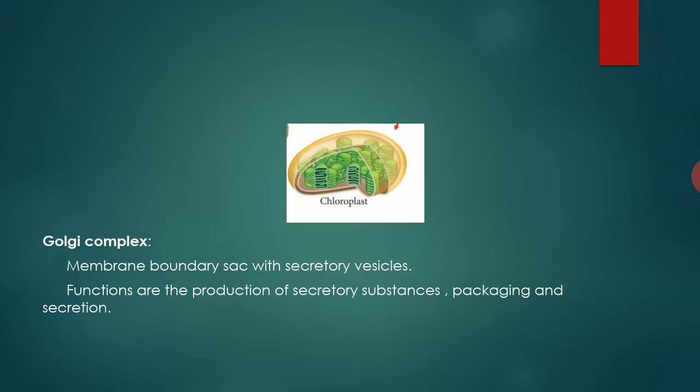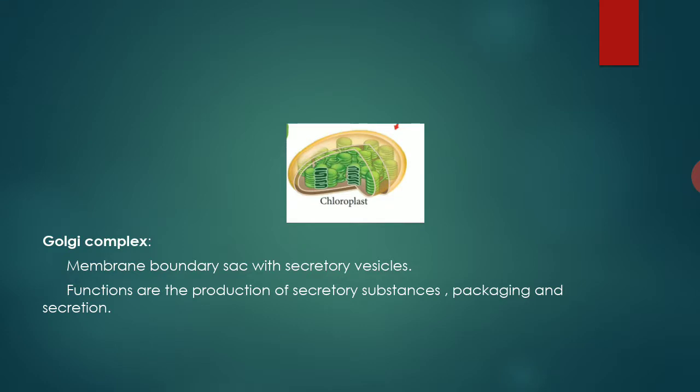And the next one is the Golgi complex. What is meant by the Golgi complex? A membrane-bound sac with secretory vesicles. What does that mean? Within the outer boundary, the membrane, the Golgi complex is present as sac-like structures, small structures with secretory vesicles. Secretory vesicles are important for the secretion of oil or any other fluids. Every secretion takes place through this Golgi complex. That is an important function of the Golgi complex.